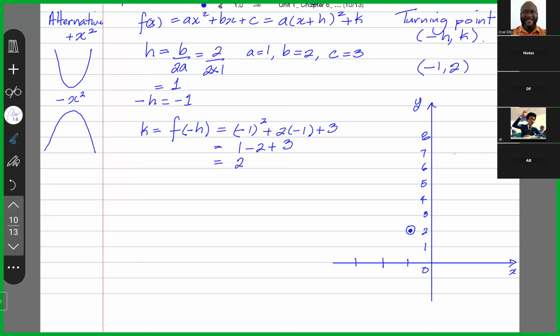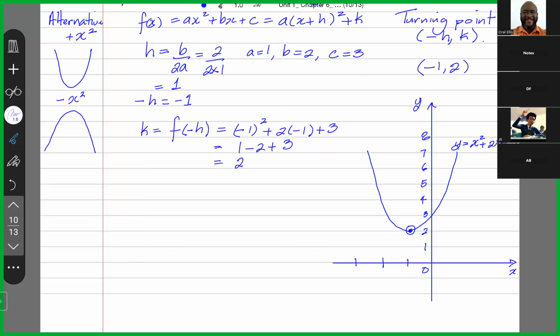My graph could look something like this. Remember, it's a parabola. It's a smile because it's a positive x squared graph. -1, 2 is the minimum turning point. This is a sketch of the graph of y is equal to x squared plus 2x plus 3. All right, so we have drawn our sketch.